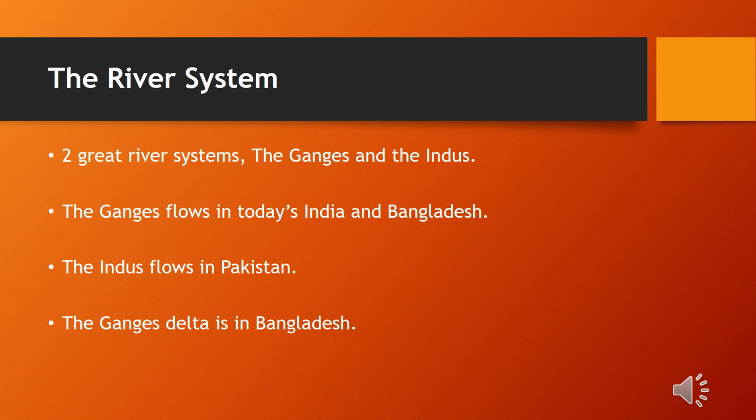There are two great river systems in the subcontinent: the Ganges and the Indus. The Ganges flows in today's India and Bangladesh, and the Indus flows in Pakistan. Most of the water in the northern part of the subcontinent comes from these river systems. In today's India, the valley of the river Ganges is the most fertile area. It is a low-lying area with a lot of water. The Ganges drops in the Bay of Bengal through a huge delta. Here it keeps changing its course. Much of the Ganges delta is located in Bangladesh. In late summers, storms hit the coastal areas of Bangladesh and cause huge damage.